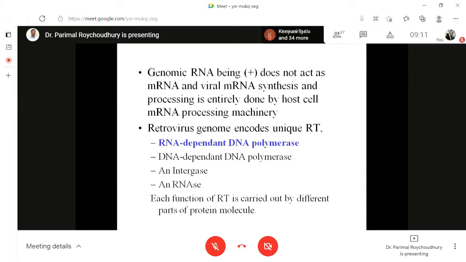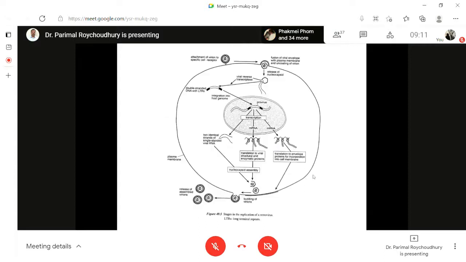But here, this RT enzyme acts as an RNA-dependent DNA polymerase. It acts as a DNA-dependent DNA polymerase. It also acts as an integrase so that it can integrate with the host cell chromosome at the provirus stage. As well, it has an RNase activity. It can break the small RNA molecules. So multiple functions lie in the different parts of the RT molecule. This is a unique thing you must remember. The RT enzyme has multiple functions, and the virus, with one enzyme, carries out the whole process.